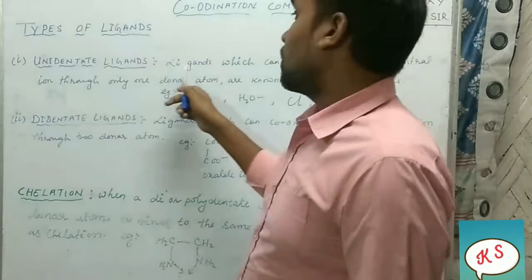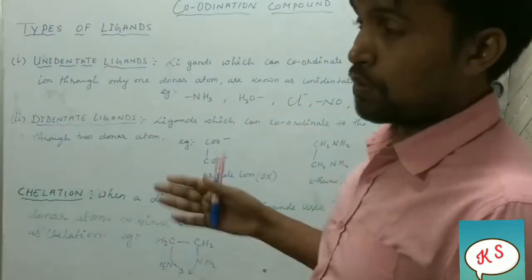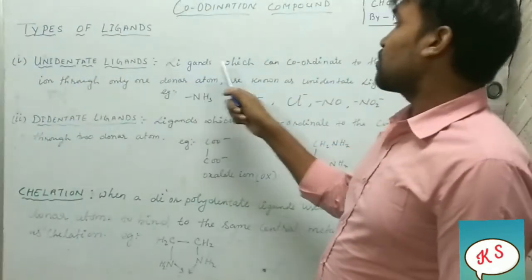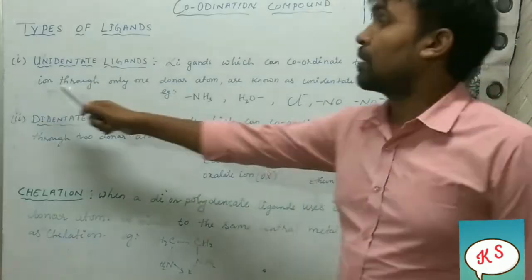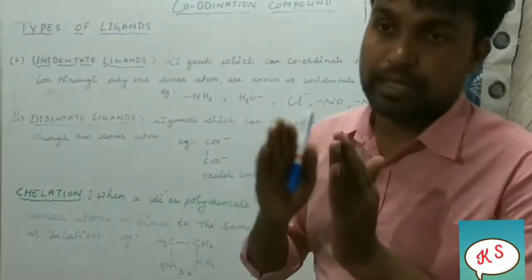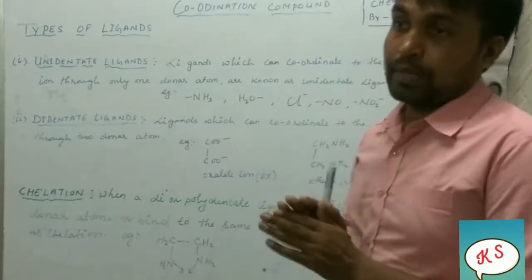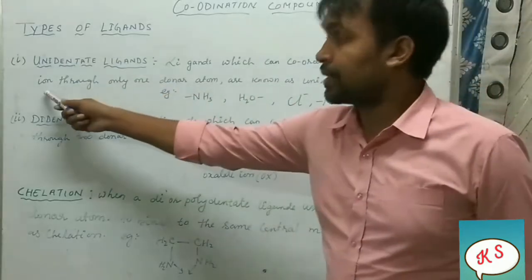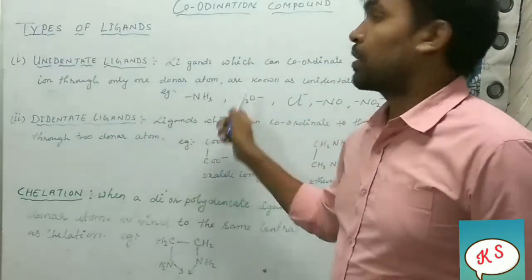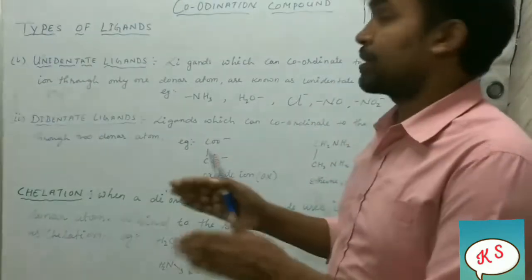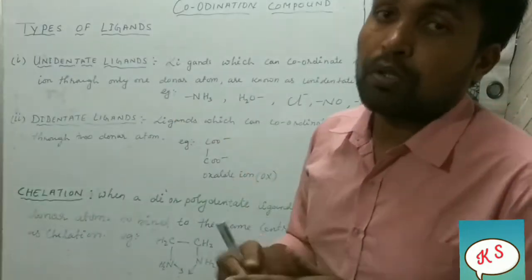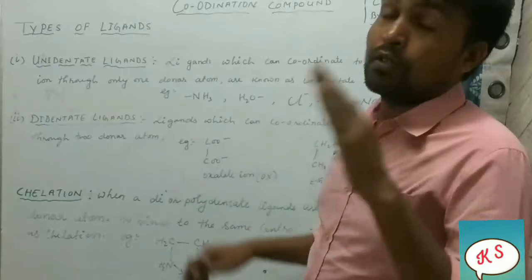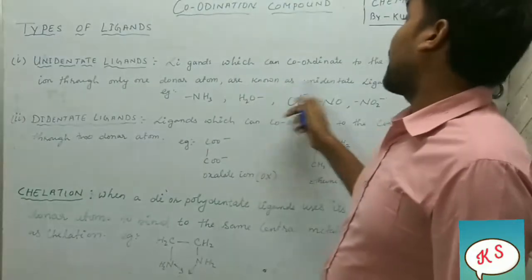So what is the definition for it? Let us first go through, then I will come to the explanations. Ligands which can coordinate to the central ion, the central metal atom, that is what we are talking about. The ligands which can coordinate to the central ion through only one donor atom, which can make a bond with the central atom only through one donor atom, are known as unidentate ligands.